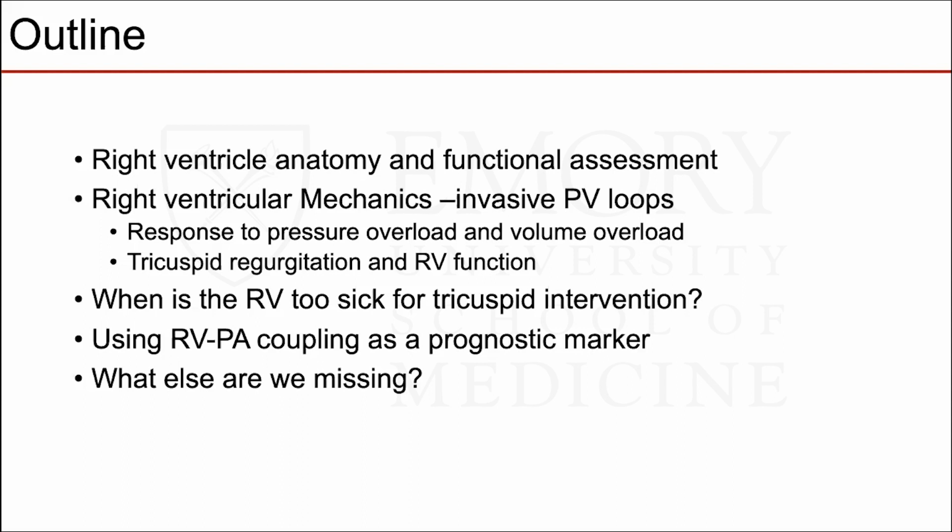So my talk is going to outline right ventricle anatomy and functional assessment. I will then focus on right ventricular mechanics with the use of invasive PV loops, its response to pressure overload and volume overload, and then specifically focus on what happens during tricuspid regurgitation. And then we'll try to identify when is the RV too sick for any tricuspid intervention, and introduce RV-PA coupling as a prognostic marker for this disease. And then I'll introduce a couple of topics that I am thinking about in context of what else we probably are missing in the assessment of right ventricle.